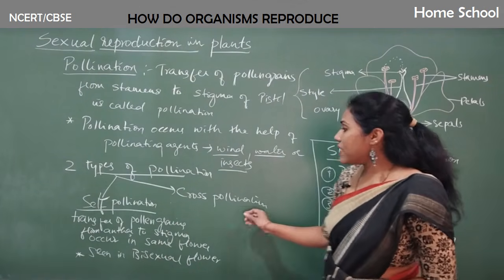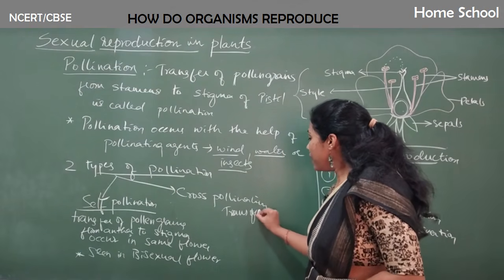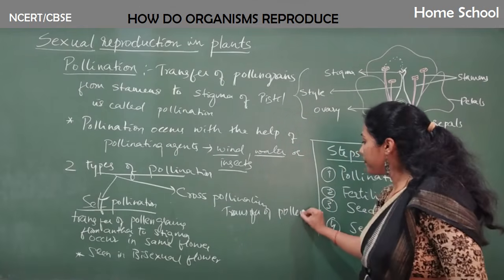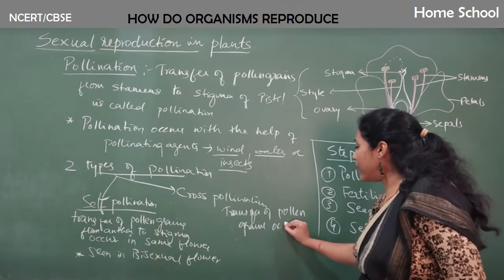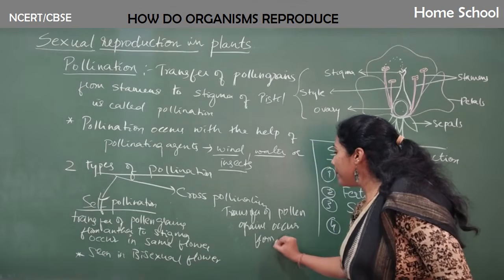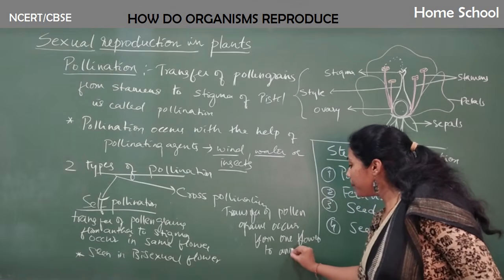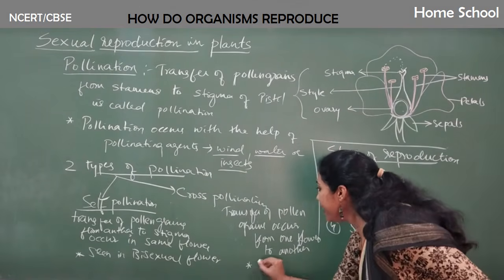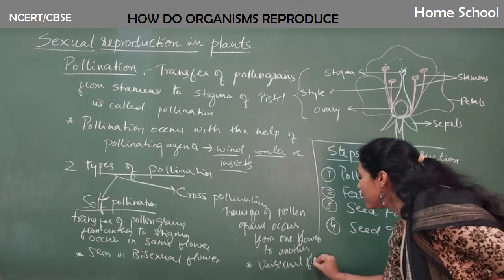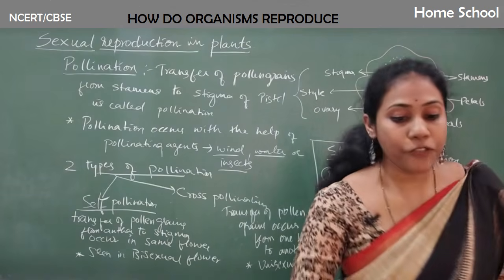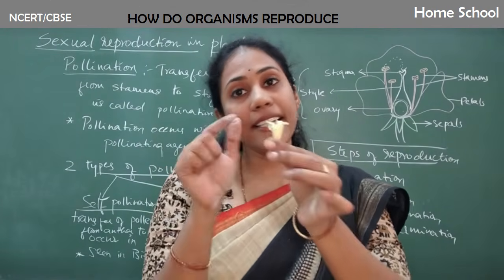So what do you mean by cross-pollination? Transfer of pollen grains occurs from one flower to another flower. And it can be seen in unisexual flowers. Say, just now I have shown you the papaya flower, where you have only the stamens. There is no pistil here.